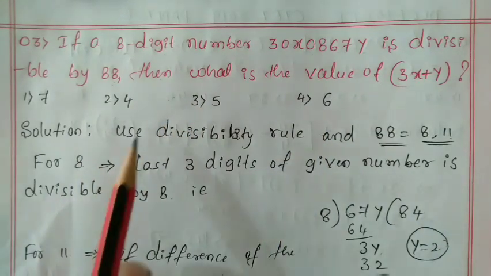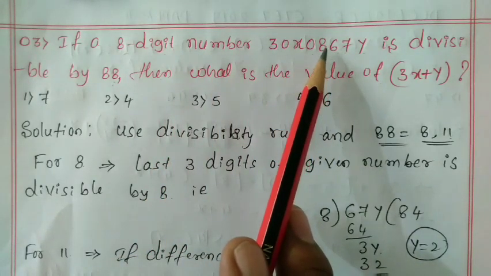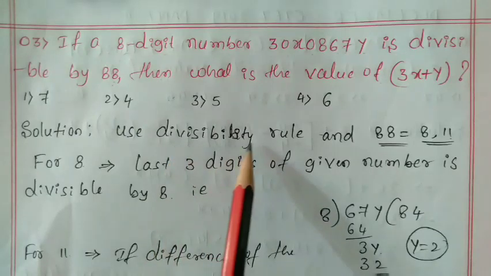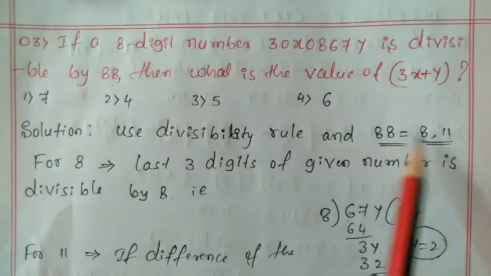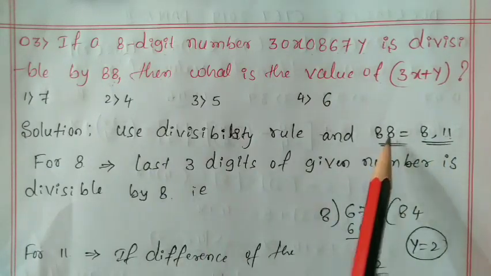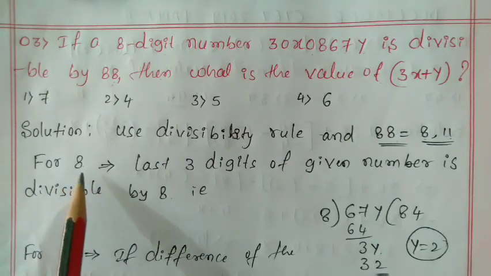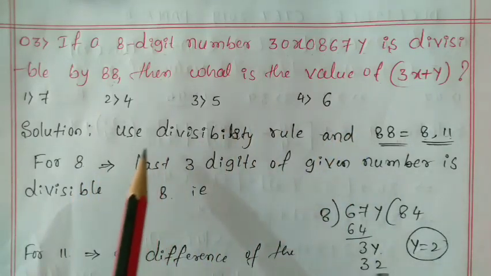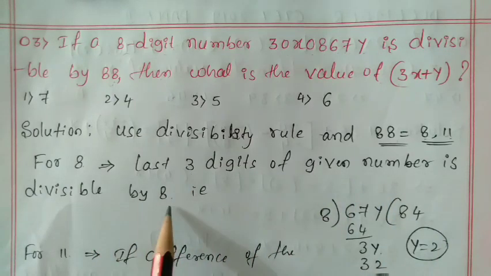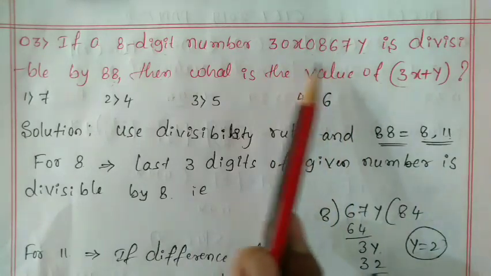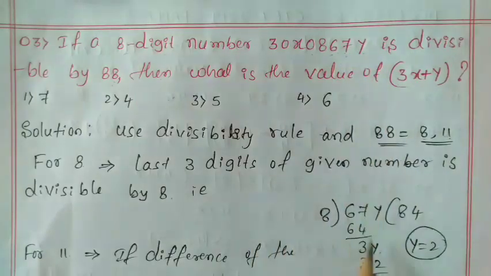So you can use the divisibility rule here. Since it is already given that this 8 digit number is divisible by 88, you can use the divisibility rule. 88 can be written as 8 into 11, or the factors of 88 are 8 and 11. First you can find the divisibility of 8. For 8, how will you tell whether the given number is divisible by 8 or not? When the last 3 digits of the given number are divisible by 8, then this number is said to be divisible by 8. So you can consider the last 3 digits, that is 67y.